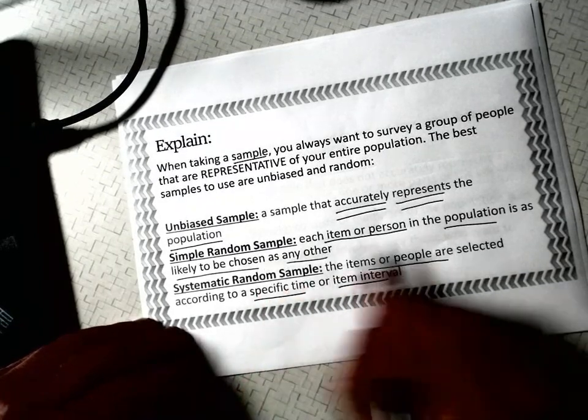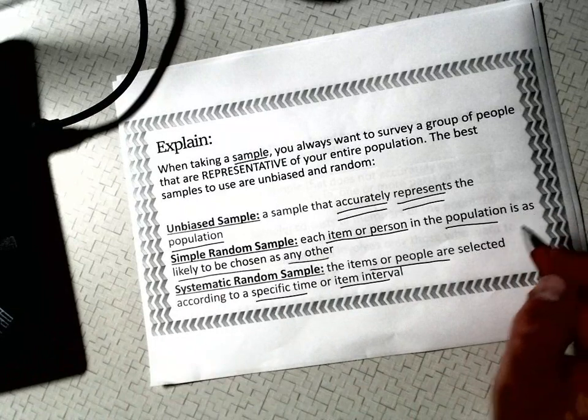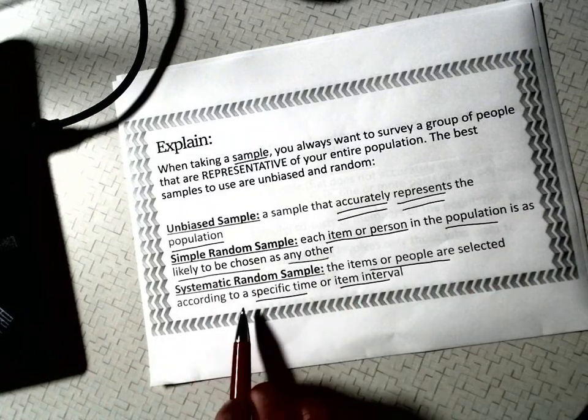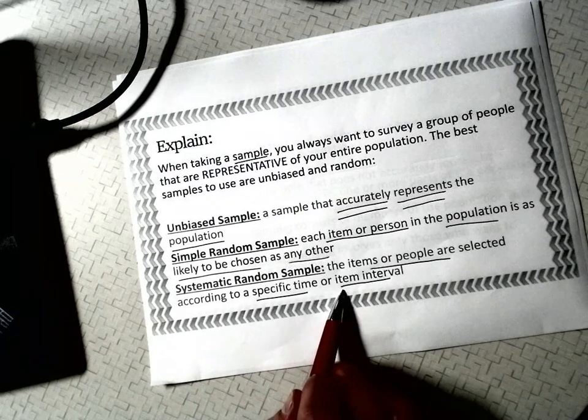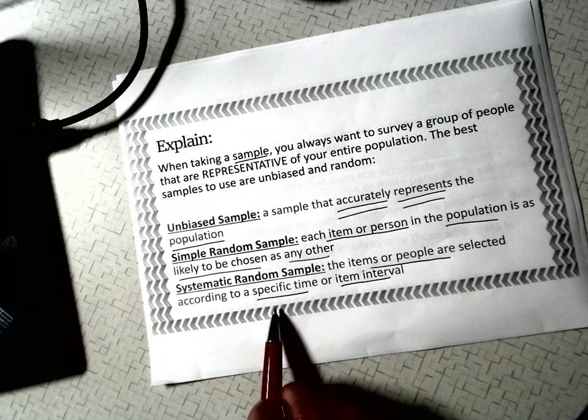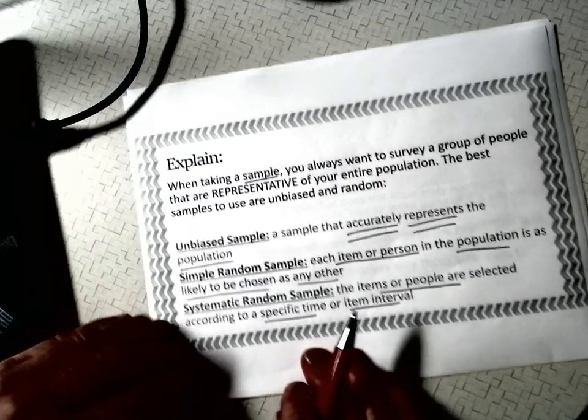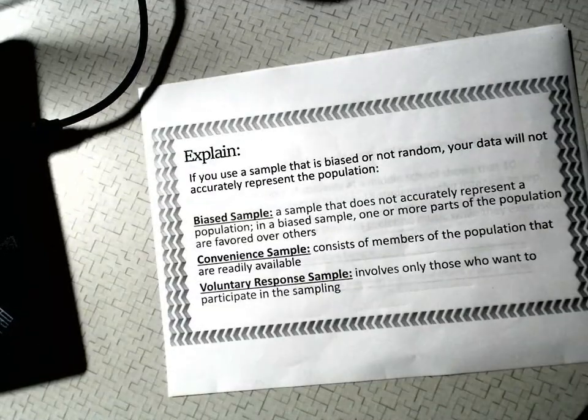Random, these two are totally different. Random is when I choose a name out of a bag. Systematic has to do with time or specific interval. Every 10th person, every 3rd person, every hour. So those are more definitions of samples.